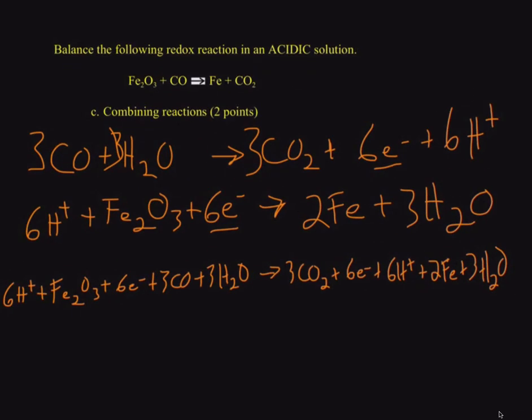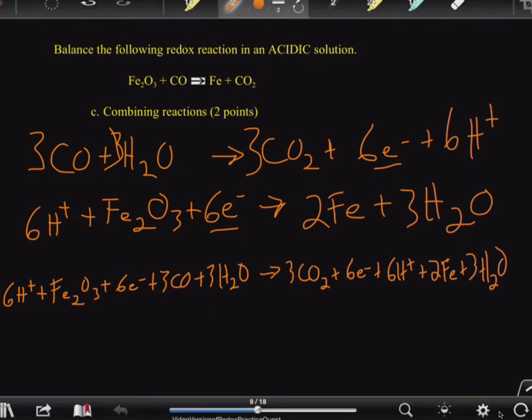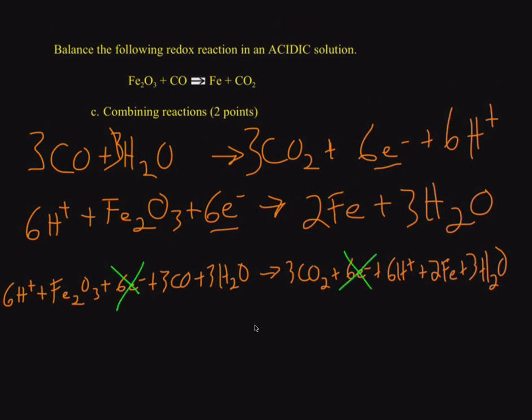To get the final reaction, what we're going to do is go through and cancel out all the things that are the same on both sides. So that includes the 6 electrons. Those are on both sides. We're also going to be able to cancel out the water molecules, because there's 3 of those on both sides. And in fact, we're going to be able to cancel out the hydrogen ions, which means that all we're left with at the end is a balanced equation that looks like this.